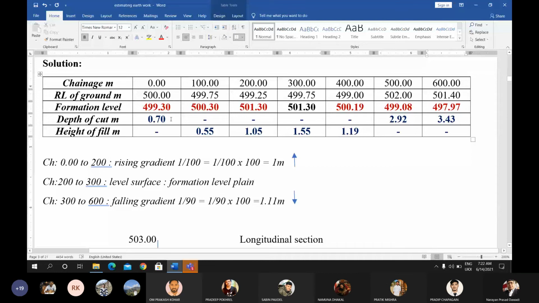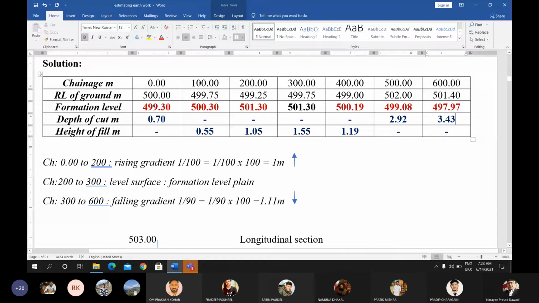So you cannot take the average value of 0.70 meter and 0.55 meter because the cutting and filling depths are opposite. They cannot be averaged. So between the 0 meter channel and the 100 meter channel, there must be a zero depth, because while the road passes from cutting to filling, there must be zero depth.